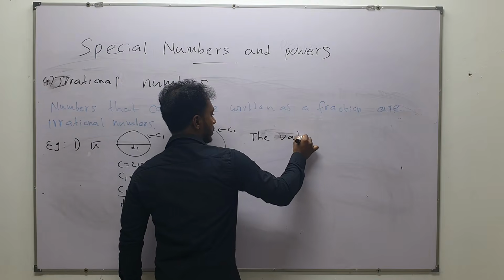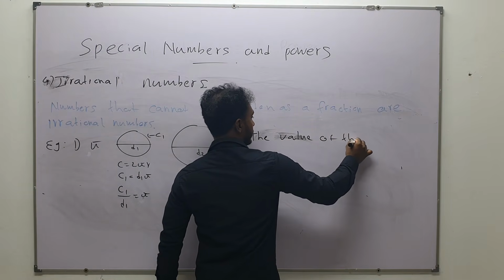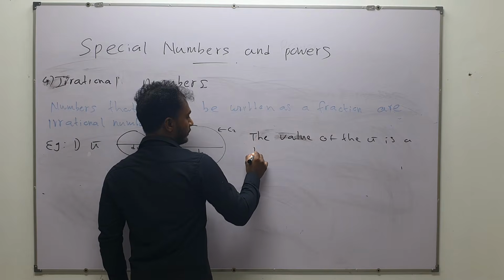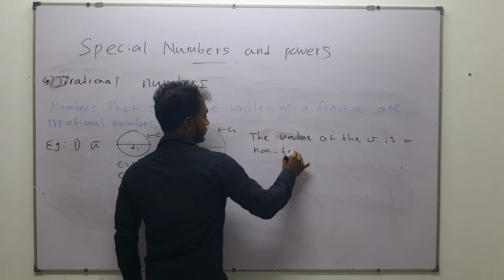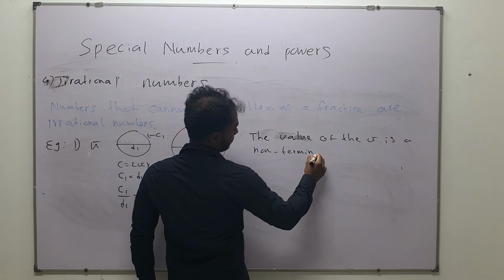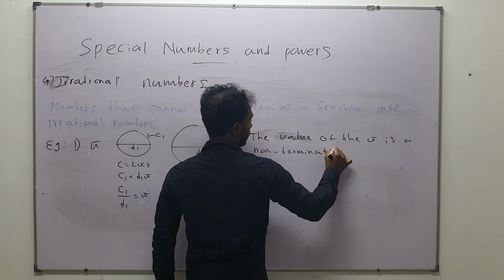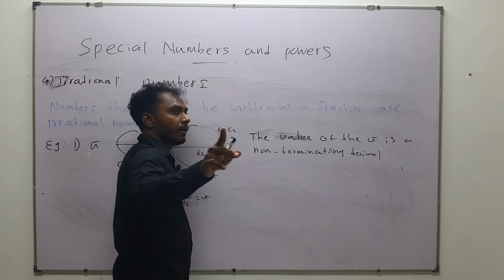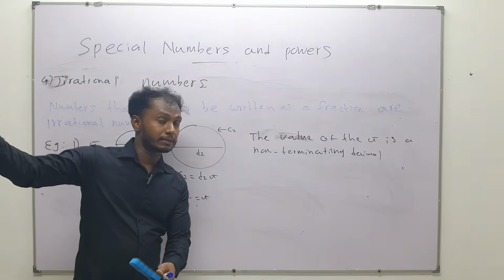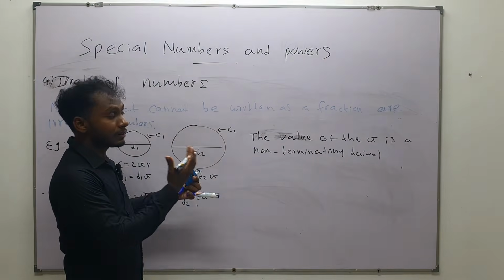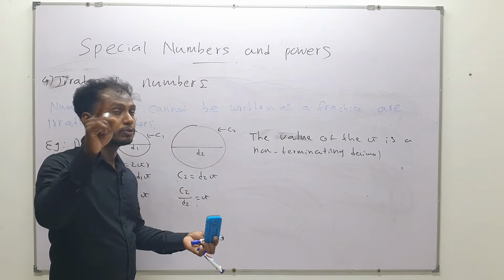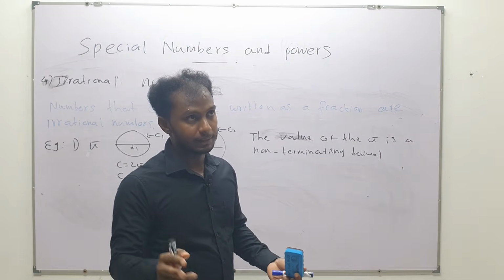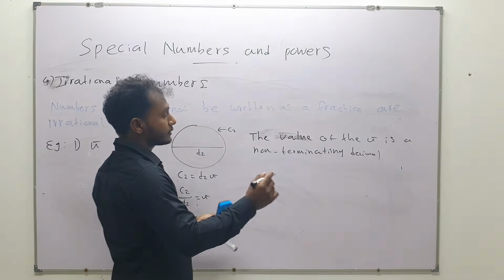The value of pi is a non-terminating decimal. What does that mean? Can you remember I wrote the 0.333 thing, the recurring decimals? This is non-terminating. Earlier I also wrote the 0.25 and I told you that that is a terminating decimal, that stops at some point. But this is non-terminating.